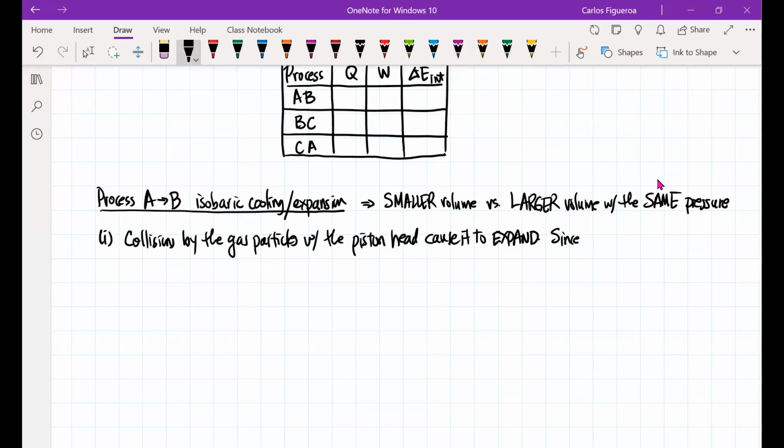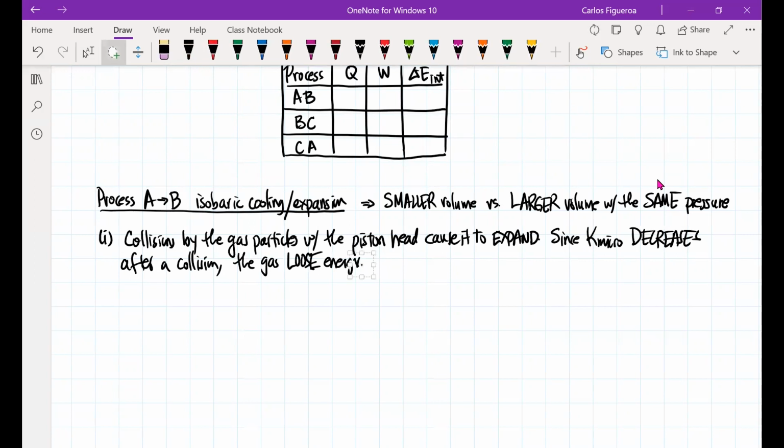Now, since K micro decreases after a collision, the gas loses energy. In fact, it loses microkinetic energy.